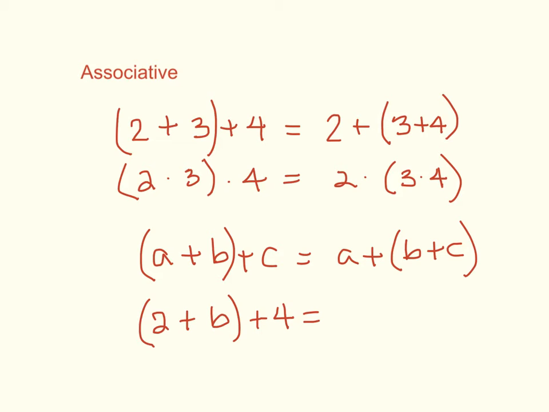I might want to change the order because commutative says with addition or multiplication, I can change the order. And I might want to change the order in which I do it. So let's rewrite this. I can put my 2 and my 4 first, put parentheses around it to make sure that I do that first, and then add my unknown variable.